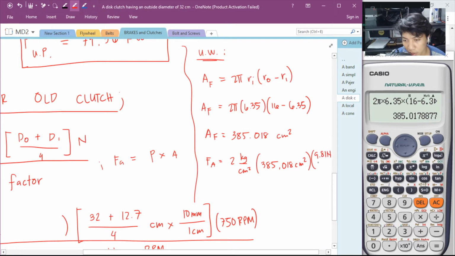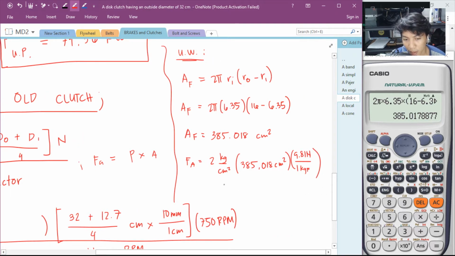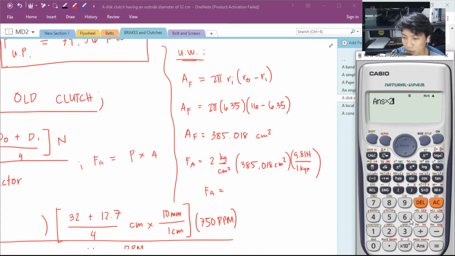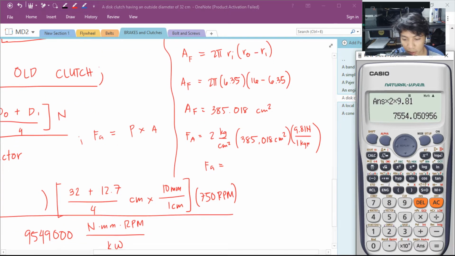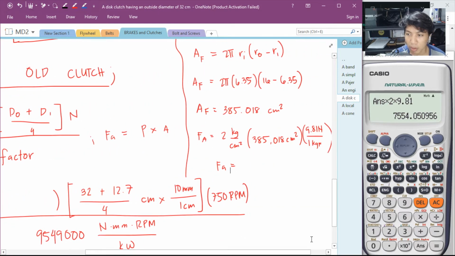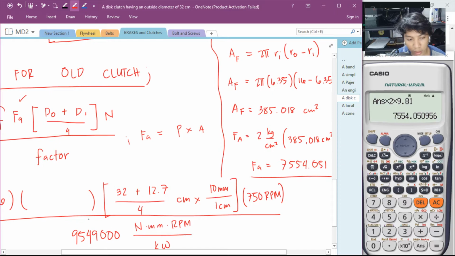9.81 Newton in every 1 kilogram force. So, FA is times 2 ko na lang to times 9.81. Mas maliit nga lang. Lagyan natin dito. 7,554. 7,554.051 newtons yung FA. Ilagay mo na dito. 7,554.051 newtons.